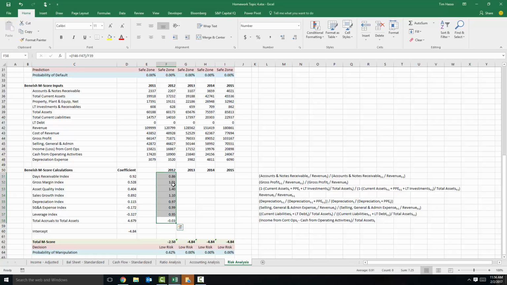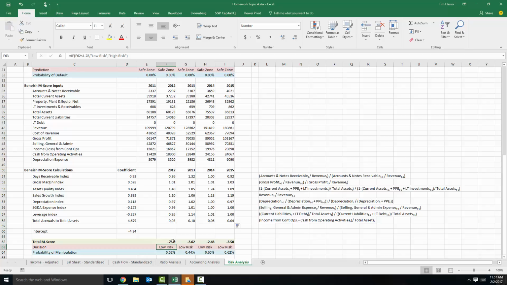Again, I'm just going to highlight all my values here, drag them to the right, and it's going to be calculating everything for me. Now the M-score works on slightly different cutoffs. So you can see here we have total M-score and how it's calculated. It's essentially just taking the coefficients and multiplying it by the value for each year, and then at the end it's adding on this intercept. Now the decision rule for this model is if the M-score is below 1.78, then it's low risk. If it's above 1.78, then it's high risk.